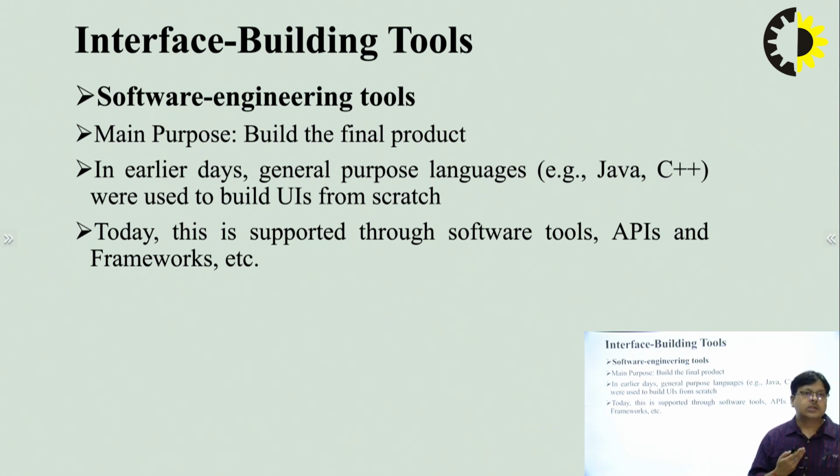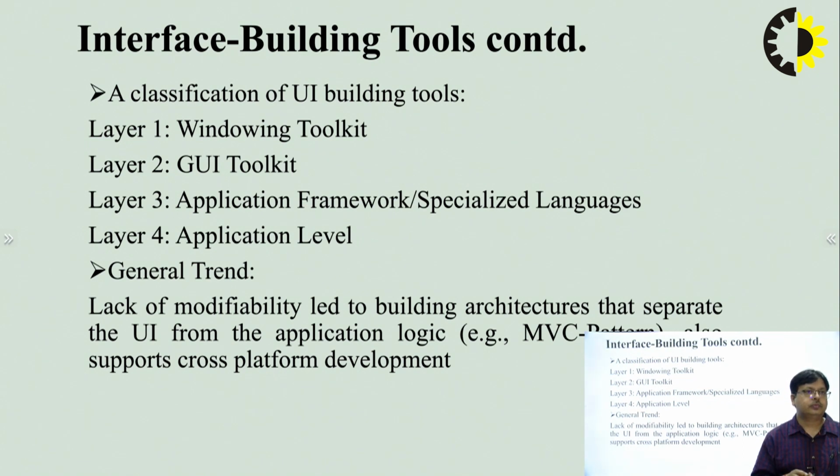In earlier days, general purpose languages like Java and C++ were used to build UI from scratch. Today, this is supported through software tools, APIs, and frameworks. That makes our developers' life very easy, and the finishing and effectiveness of the tools can also be visualized in the current days of screens.